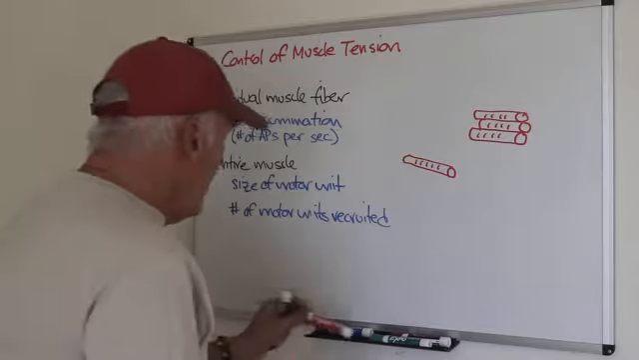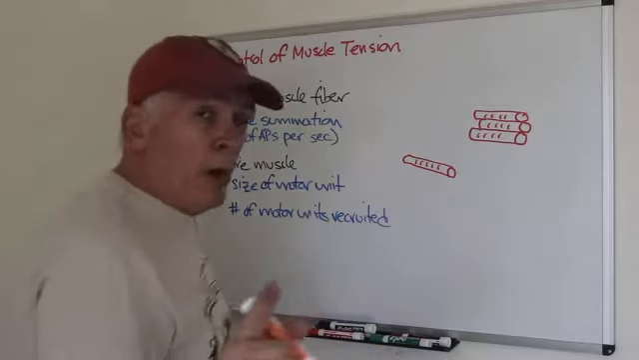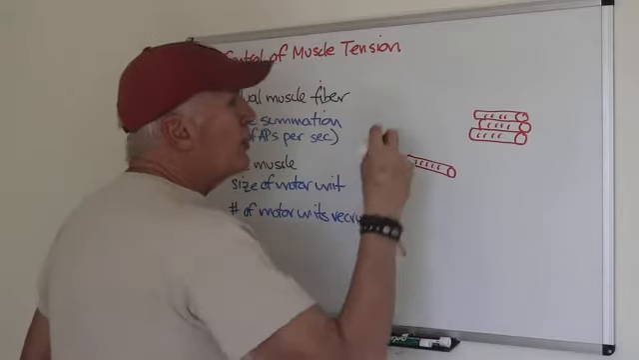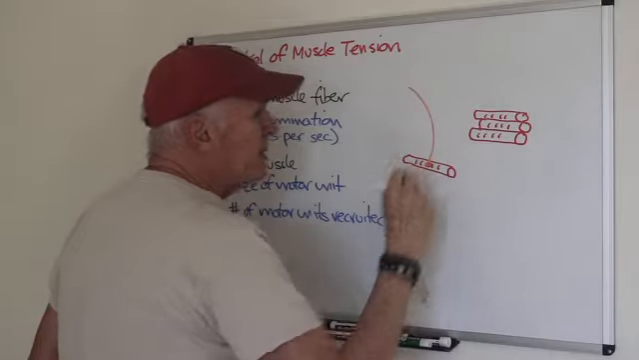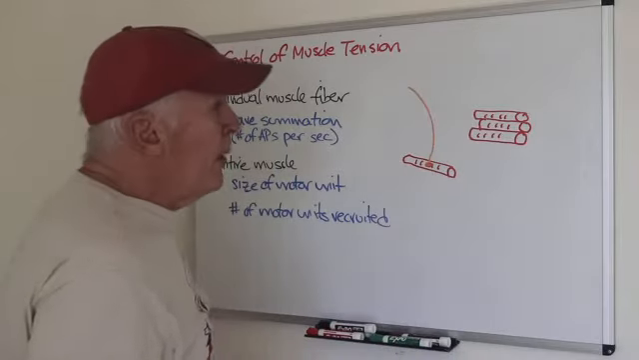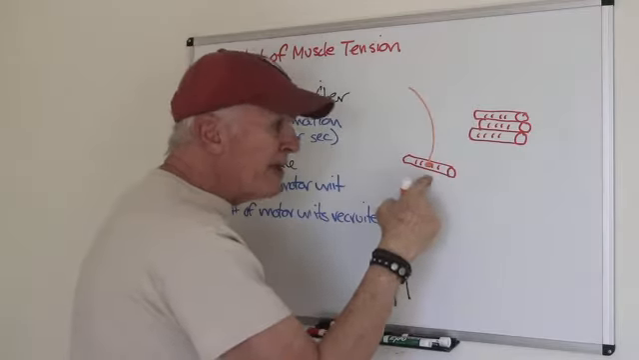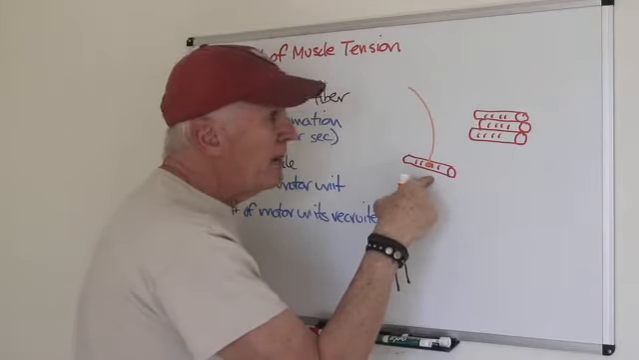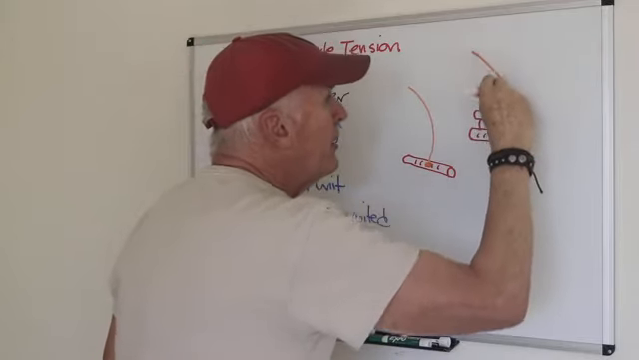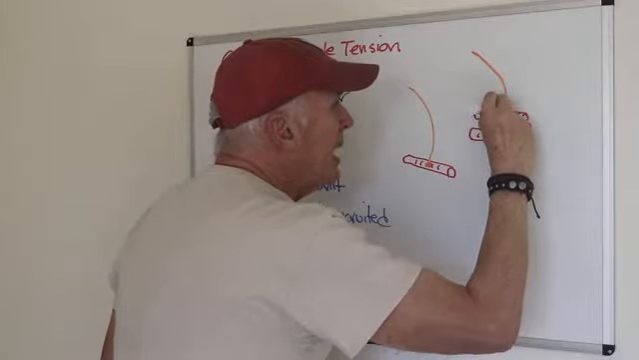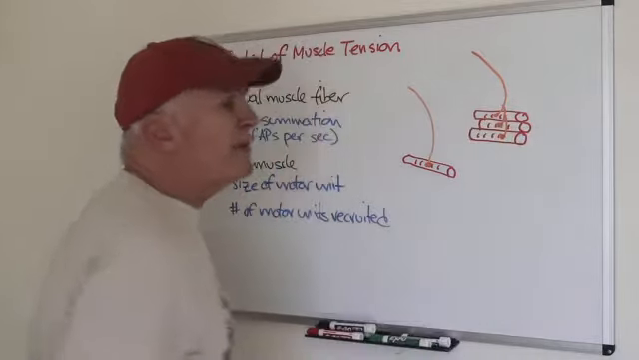Okay, so let's say we have a single motor neuron that comes down and forms a neuromuscular junction with this muscle fiber. When an action potential comes down this motor neuron, it will cause this and only this muscle fiber to contract. But let's say over here we have a single motor neuron that branches and makes neuromuscular junctions with all three of these muscle fibers.